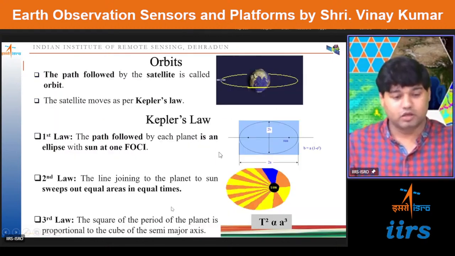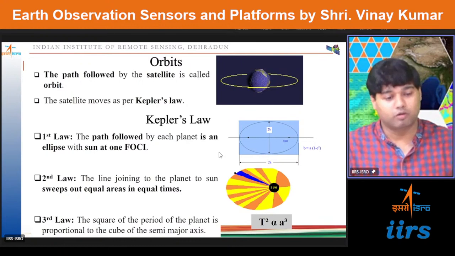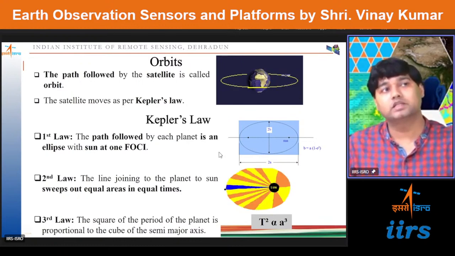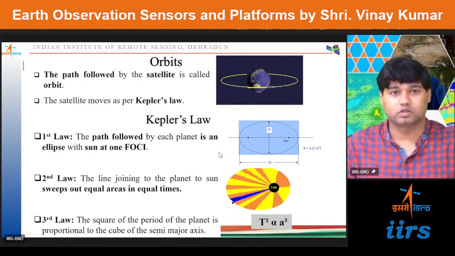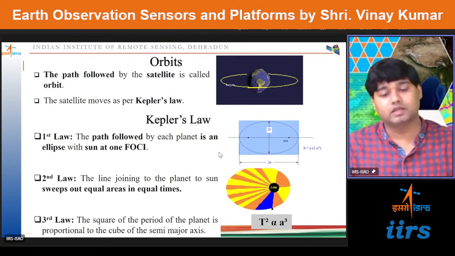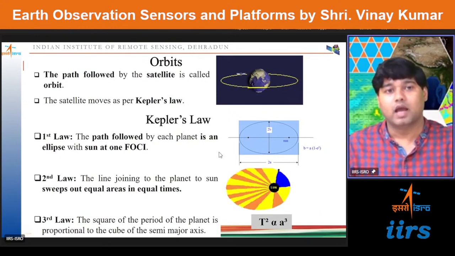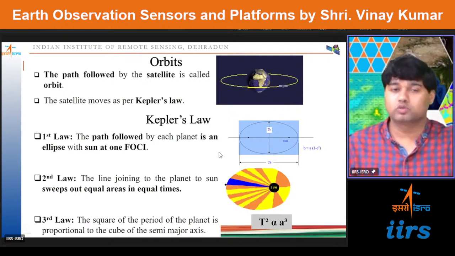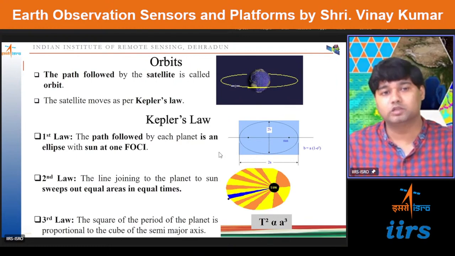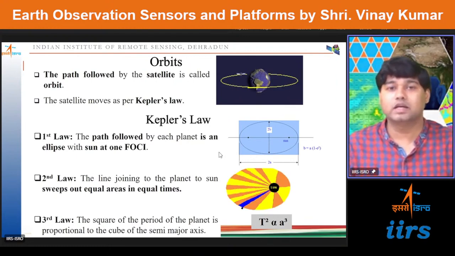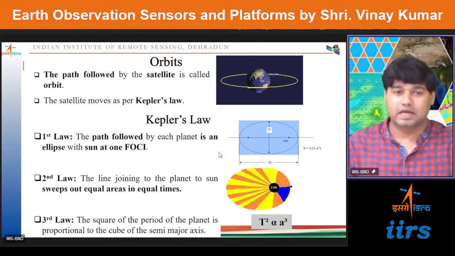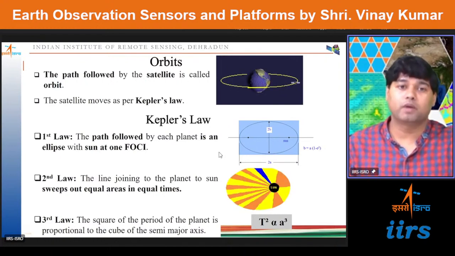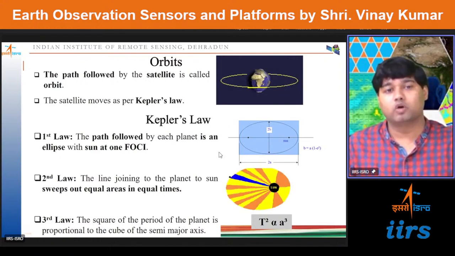Now you have to understand about the orbit and how the satellite is revolving around the Earth's surface. Normally the path followed by a satellite is called an orbit, and the satellite moves as per Kepler's laws. The first law: the path followed by each planet is an ellipse with the sun as one of the foci. The second law is the line joining the planet to the sun sweeps out equal areas in equal time.